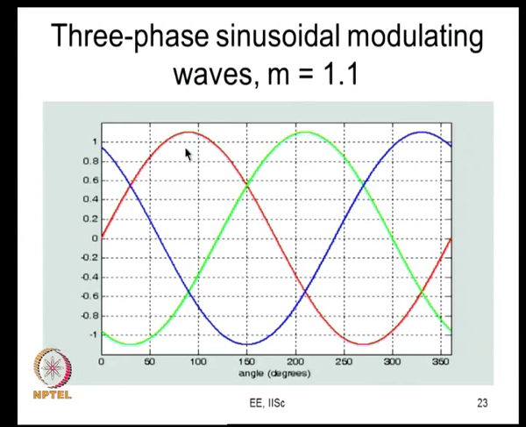So, this is overmodulation, you see I have m equal to 1.1. What is m here? Here m stands for the ratio of the peak of the sinusoidal signal to the peak of the carrier. I am taking the peak of the carrier to be 1 here and the peak of the sinusoid is 1.1, alright. So, you see that it goes higher than the carrier peak here, and again it goes below that here, and the same thing is true for all these 3 modulating signals. So, this is one example of overmodulation.